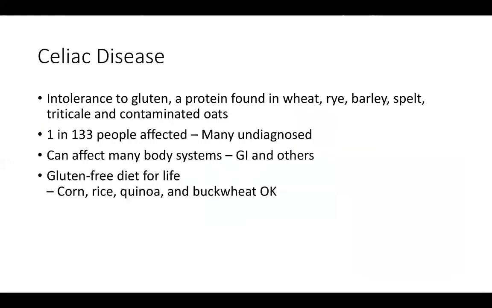And then last but not least, which again is a very brief covering of this topic, celiac disease. Celiac disease is an intolerance to gluten, a true sensitivity allergy to gluten. Gluten is a protein. It's found in wheat, rye, barley, spelt, triticale, and contaminated oats. Oats don't naturally have gluten, but many facilities that process oats also process the aforementioned foods, so there's higher risk. It's relatively common, but also undiagnosed.